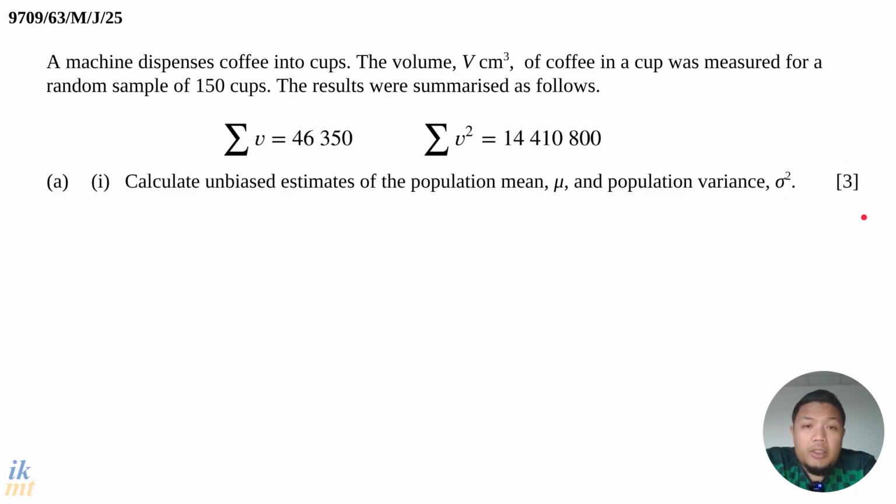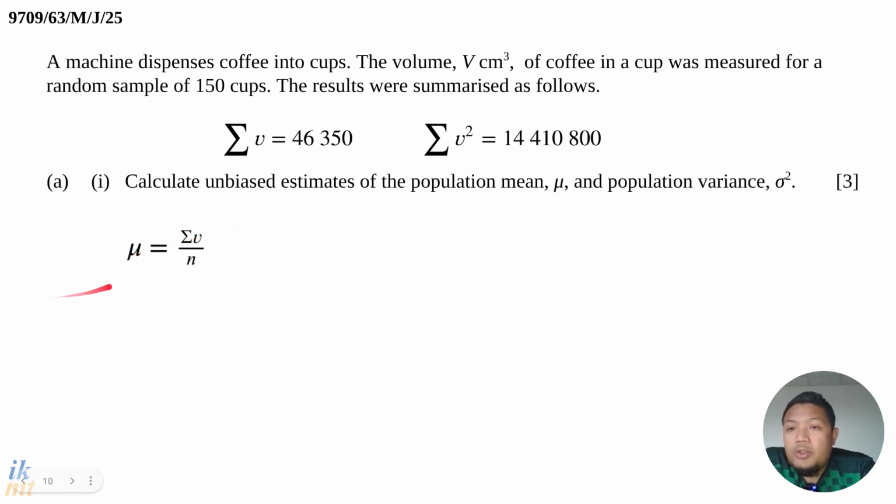And this is 3 marks. I would believe that based on this question, the marks are given as 1 mark for correctly calculating the population mean, and 2 marks for correctly calculating the population variance, simply because calculating the mean is so much simpler. The question does say unbiased estimates, so we have to use the formula in the MF19 for the unbiased estimates for mean and variance.